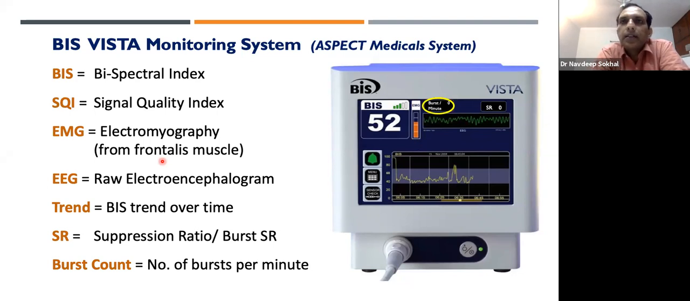Suppose over a minute, you had 3 burst suppressions. So there was a burst, then burst suppression, burst, a burst suppression, burst, a burst suppression, and burst. So there were 4 bursts and 3 burst suppressions. So this will give you the number of bursts per minute, that is 4 bursts per minute. So these all are the numbers which are displayed by these monitors.